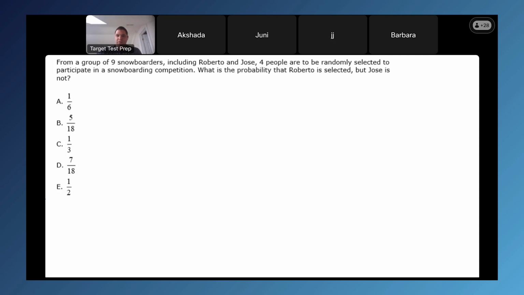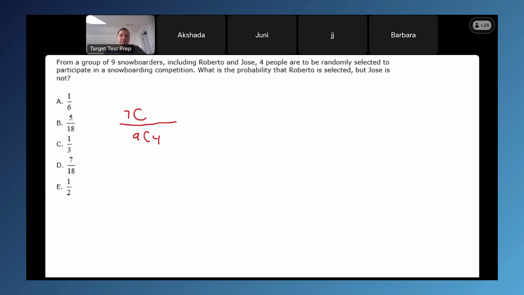All right. Looks like you guys were good here. 9 snowboarders, including Roberto and Jose. 4 people are selected. Okay, so that's 9C4 on the bottom. Although Roberto is selected, Jose is not. So we've accounted for 2 of the people, right? So the list comes down to 7.